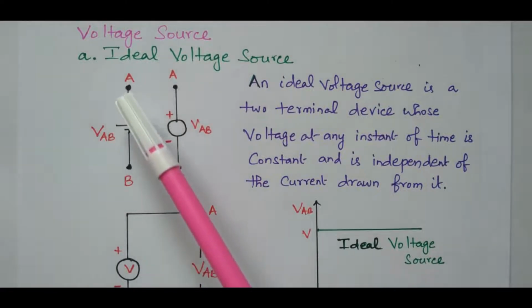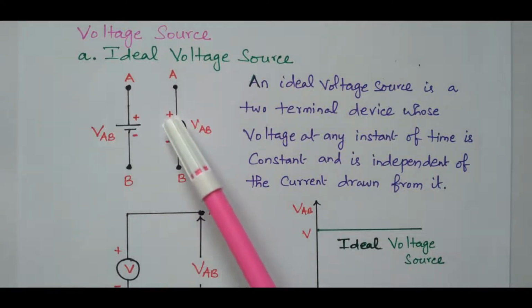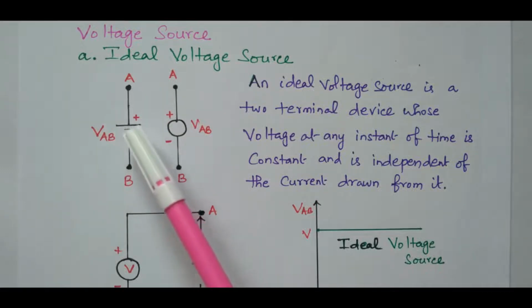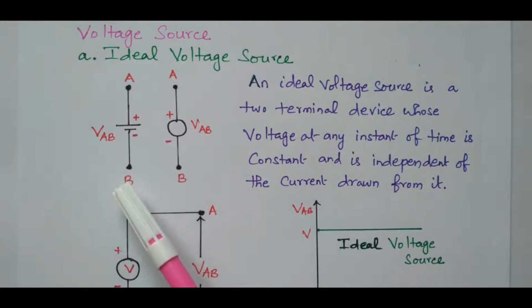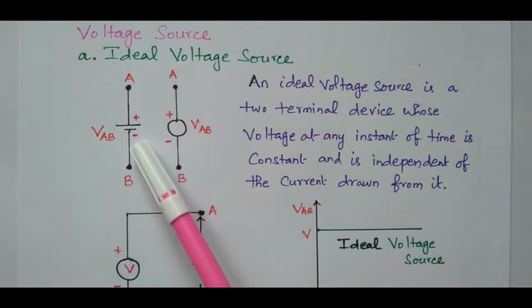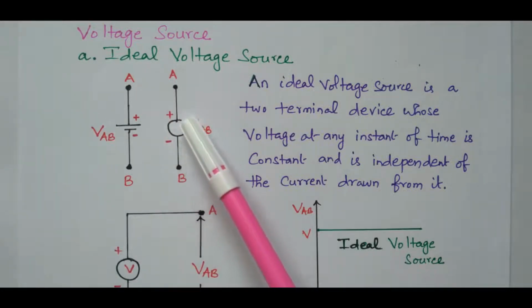So the voltage source, the symbol is like this. Either the circle or this, with positive and negative terminals represented. This is terminal A, terminal B. So the voltage will be VAB. This will be positive and negative. It is also represented by the circle, VAB.